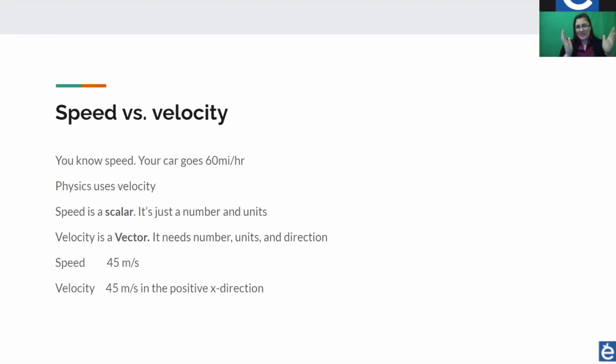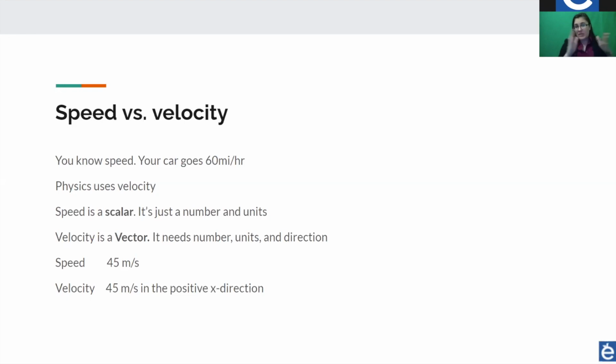Some more definitions. We've got speed and velocity. You're familiar with speed from driving a car or being a passenger in a car, 60 miles per hour. Physics instead uses velocity. What's the difference? Well, speed is a scalar. We just want a number and units.